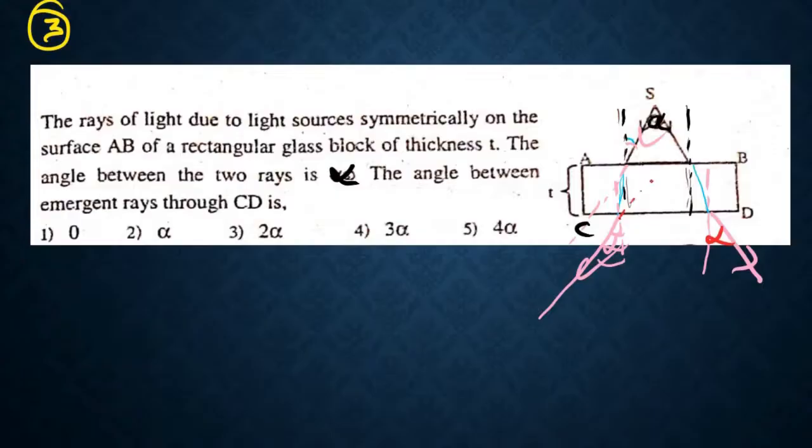Again alpha. So when we add these two, see what actually happens. So this is alpha, right? This angle is alpha and this angle is alpha. So again, this angle is alpha, this angle is alpha. The angle between the rays becomes 2 alpha.